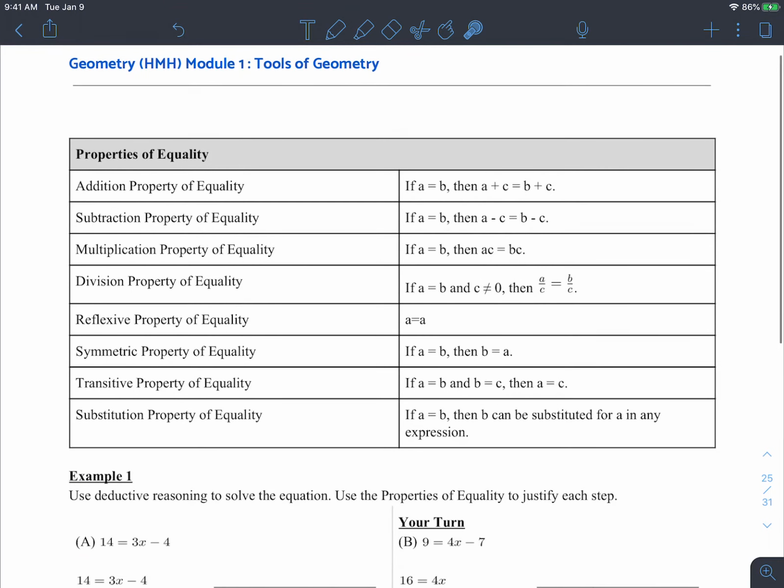All right, guys, so here are some properties that we have done in the past. We'll just quickly go over them, right? Addition property of equality. When you say that, it means there has to be an equation, right? So, for example, if you have A equals B, you could add C to both sides of the equation. You see that right there, guys?